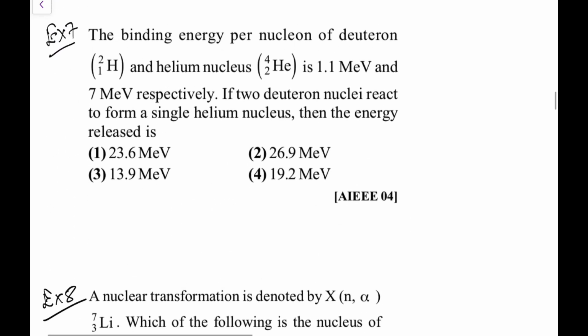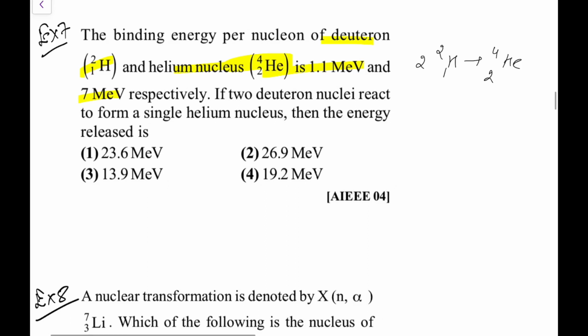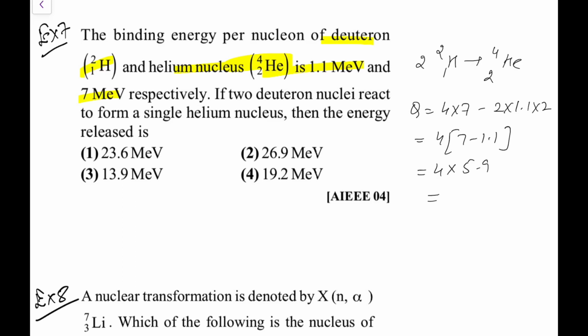Next, binding energy per nucleon of deuteron and helium is given. If 2 deuterons react to give a single nucleus of helium, what would be the energy release? So we have 2 times 2H1 giving 4He. From the binding energy per nucleon perspective, the energy release would be final binding energy, that is 4 into 7 minus 2 into 1.1 into 2, because 2 nuclei are given. So we can take 4 common, 7 minus 1.1, that is 4 into 5.9. 4 9s are 36, 4 5s are 20, 23.6 MeV that you will get. So go for option 1.